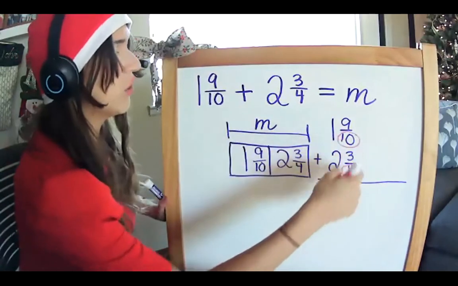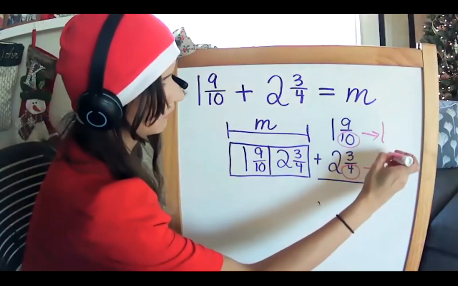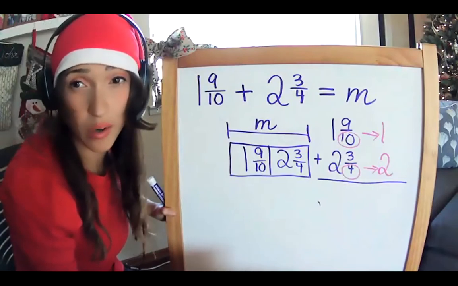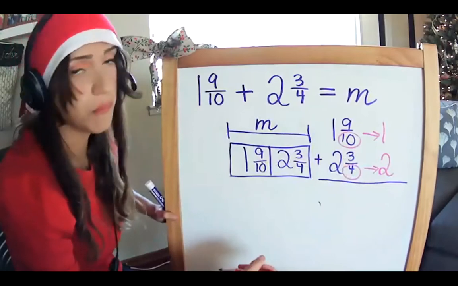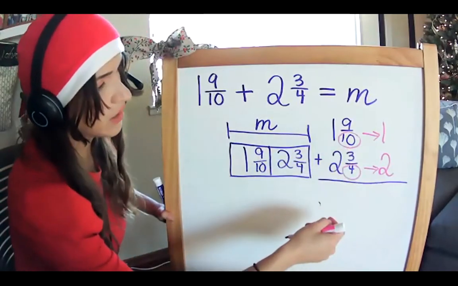All right, and we notice they're not the same. We're going to have to rename. Bring over my whole numbers because I'm adding, so I don't need to borrow, so I don't need to worry about changing my whole numbers. But my fractions, my proper fractions, are going to have to be changed. We need to find a common denominator.